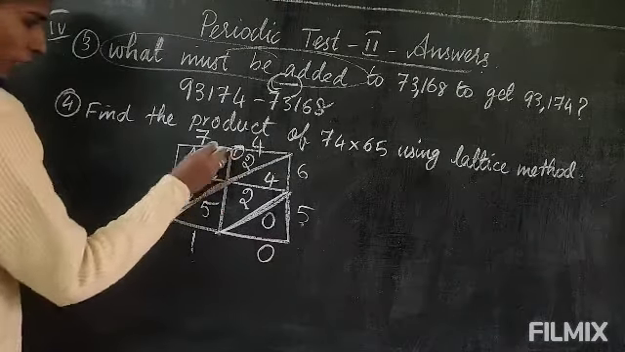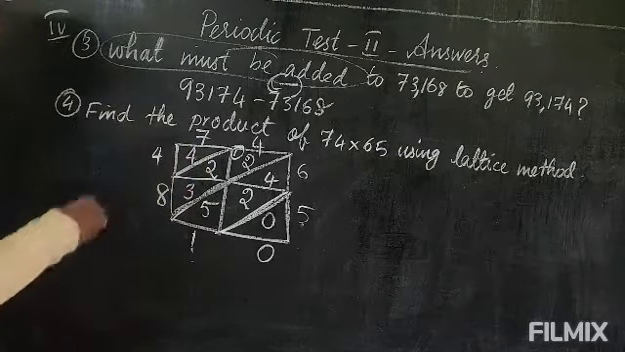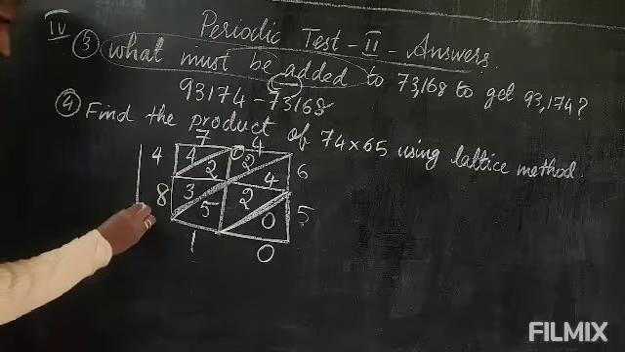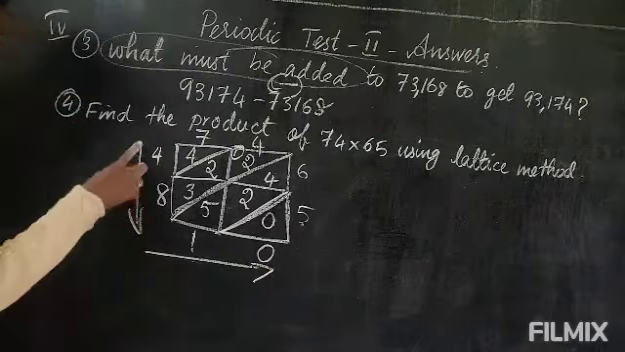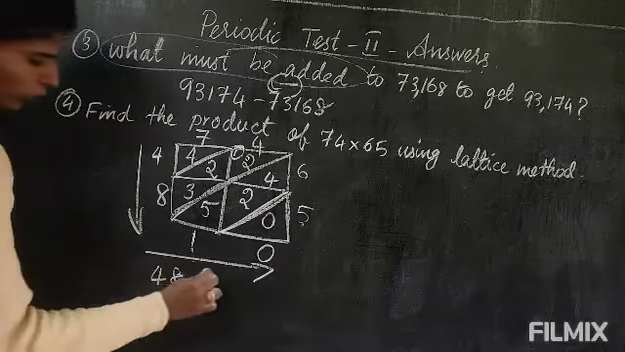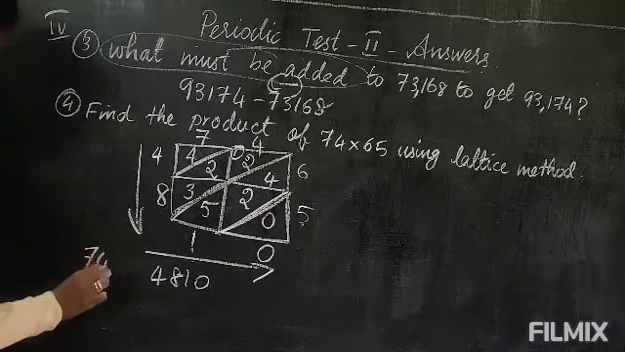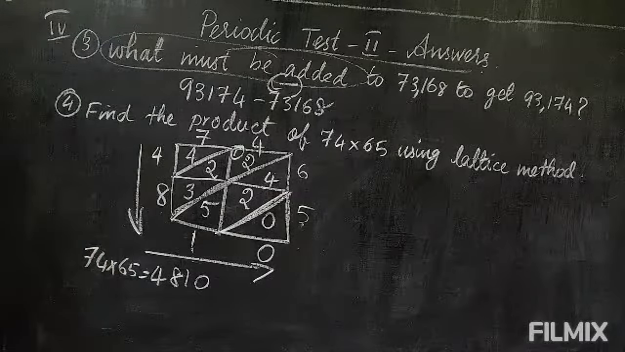At the end there is one triangle. In this triangle, whatever number is there, you write it out. Okay, so now you have got 4 8 1. This is the way you have to read, from up to down and then left to right, and write that. From up to down, this number 4 8, again left to right 1 1 0. So 4 8 1 0, that is the answer. So 74 into 65 equal to 4810. That is the answer.